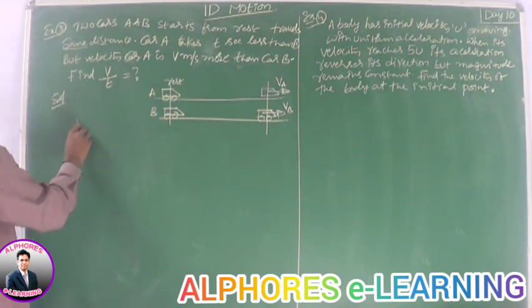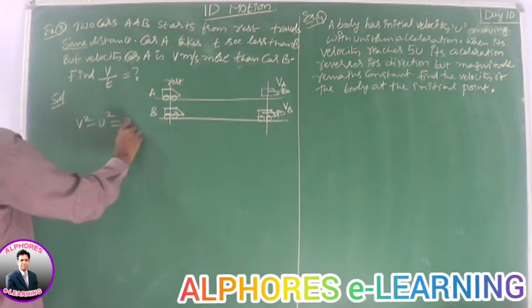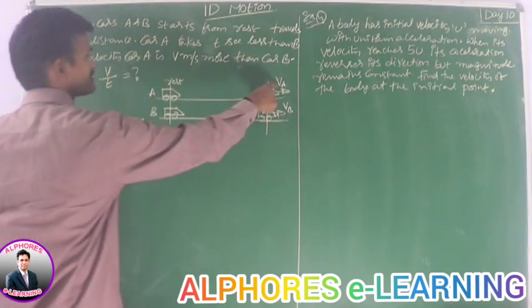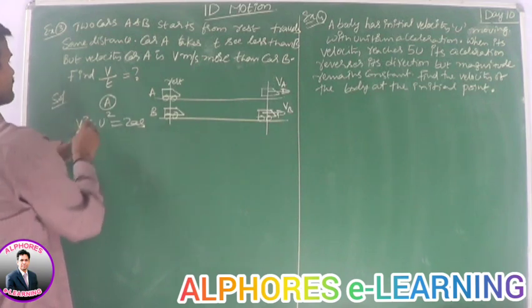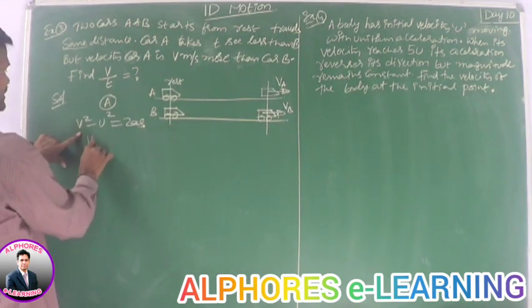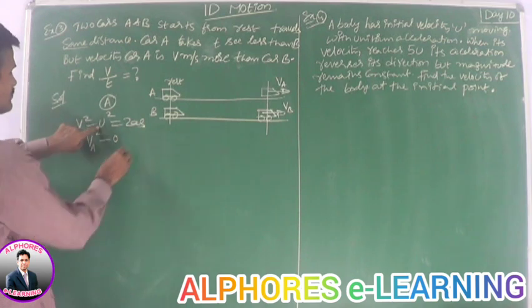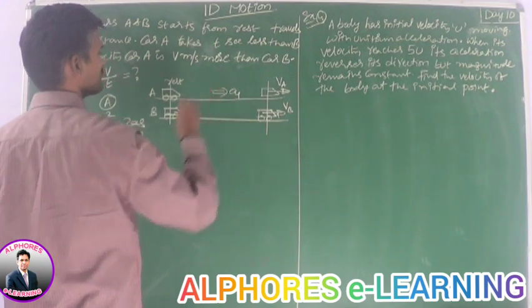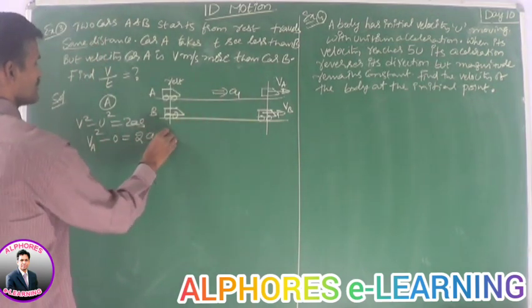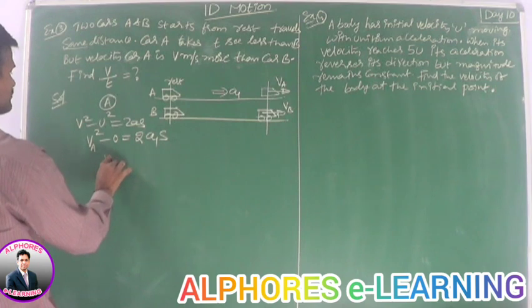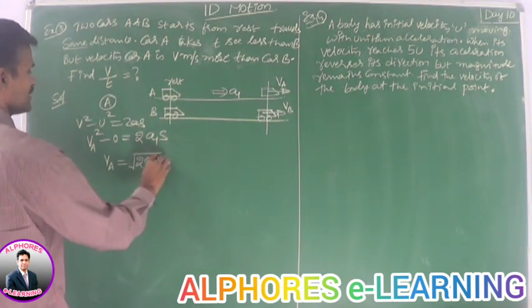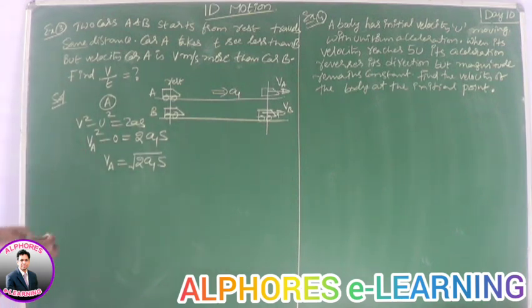So first I am using V square minus U square is equal to 2AS. This V is for A. For car A I am applying here. This is VA square minus UA, which is 0, is 2A, where acceleration for the first car is some A1, that is A1 into S. You can write VA as under root 2A1 into S.